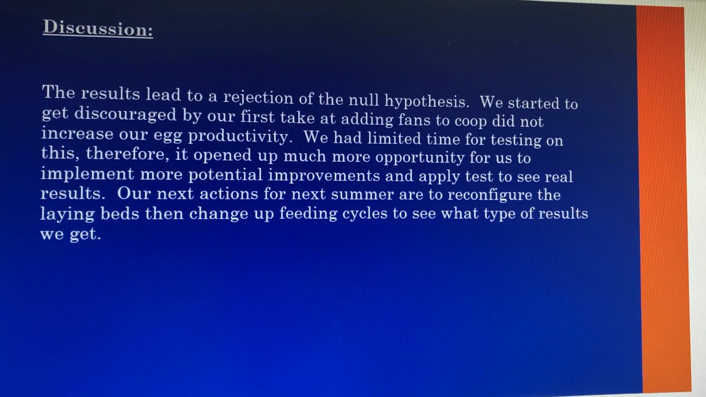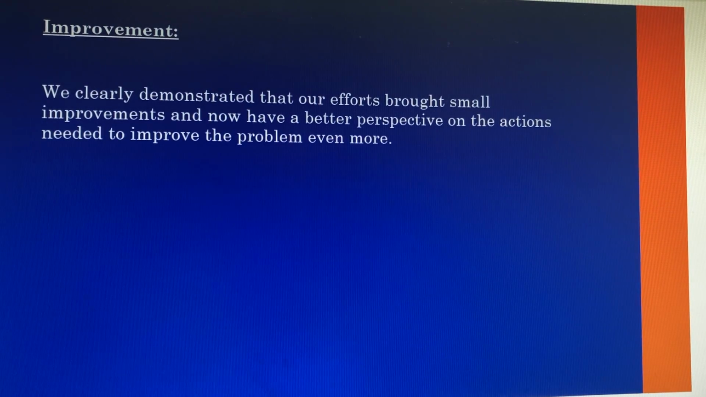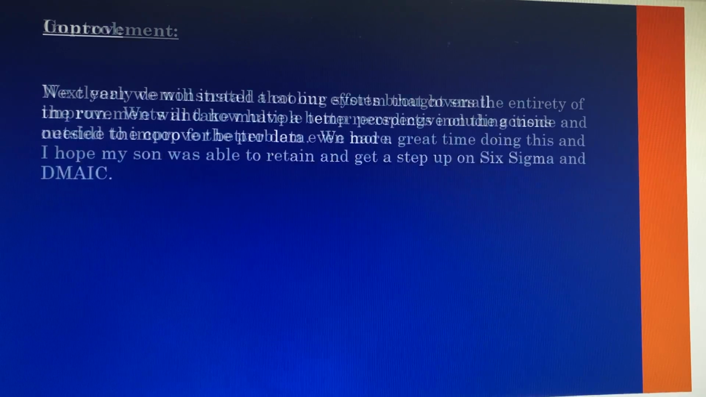We started to get discouraged, like we talked about earlier, that our coop did not increase our egg productivity. We had limited time for testing this, and therefore it opened up much more opportunity for us to implement more potential improvements and apply tests to see real results. So we have plans for next summer to reconfigure our laying beds, change up our feeding cycles, and see if there's any correlation, if there are any improvements by making those changes. We clearly demonstrated that our efforts brought small improvements, and now have a better perspective on the action needed to improve the problem even more.